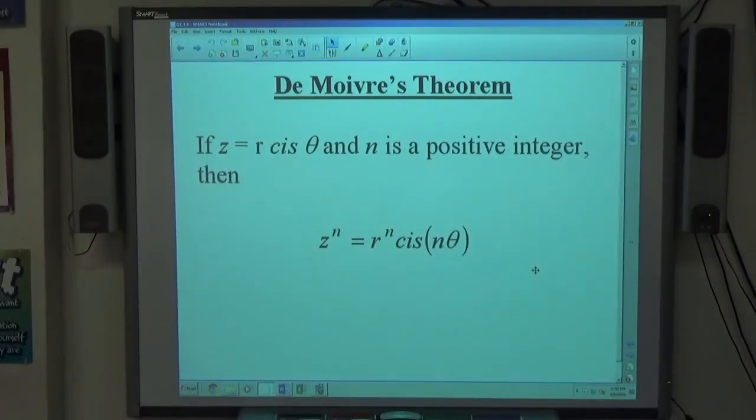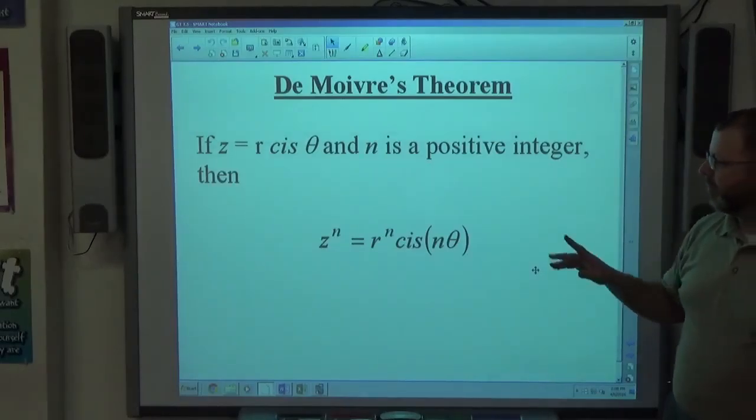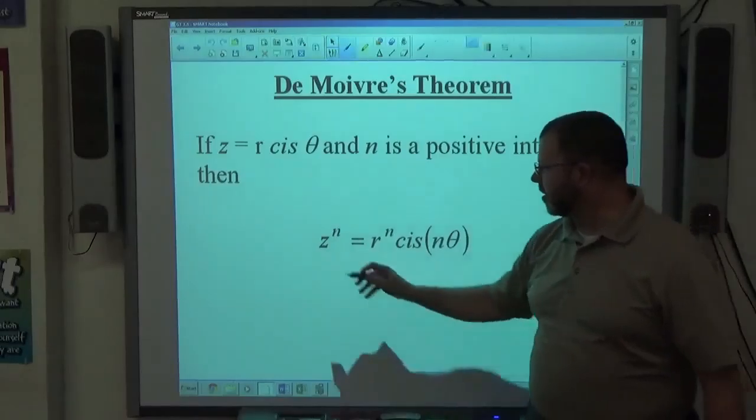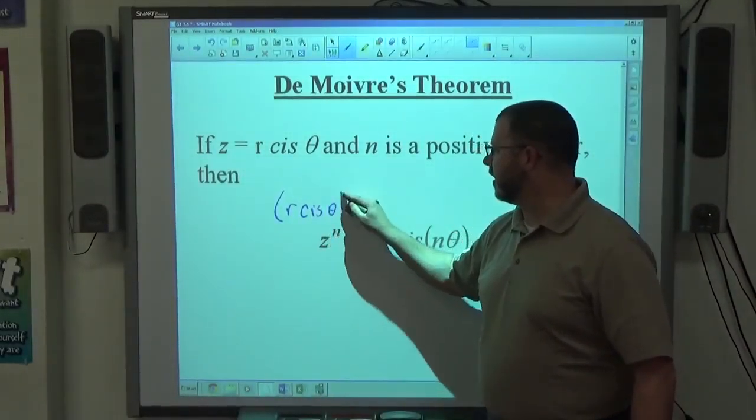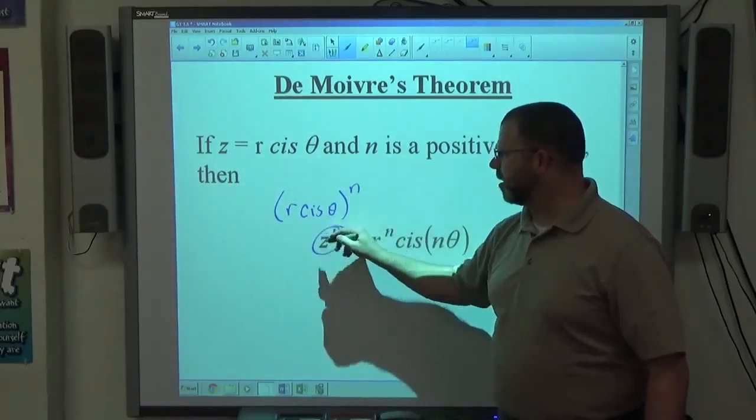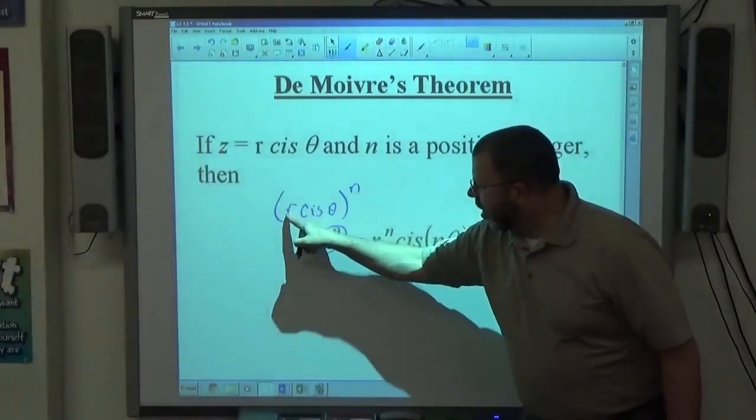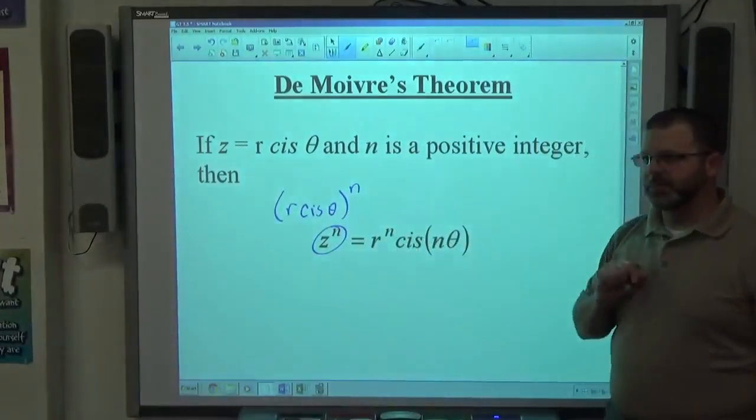Okay, today we're going to use DeMoivre's theorem to raise a complex number to a power. Now, DeMoivre's theorem is very, very simple to use. If you raise a complex number to a power, and again the complex number should be in trigonometric form to use this, r CIS theta to the nth power. That's what z to the n means, and z is r CIS theta, right? r is going to be raised to the power of n, and the angle gets multiplied by n.